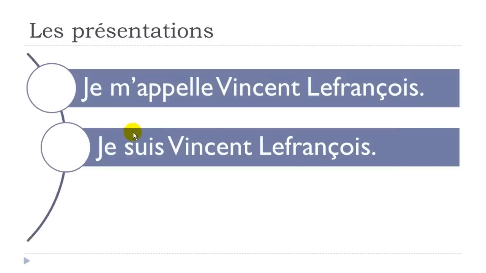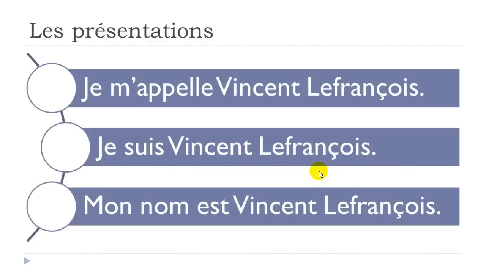Another option would be not to use this s'appeler, but to use to be, which is totally possible. Je suis Vincent Lefrançois. I am Vincent Lefrançois. And then, third option, mon nom, my name, mon nom est Vincent Lefrançois. Okay, so let's see them one more time. Je m'appelle Vincent Lefrançois. Je suis Vincent Lefrançois. Mon nom est Vincent Lefrançois.